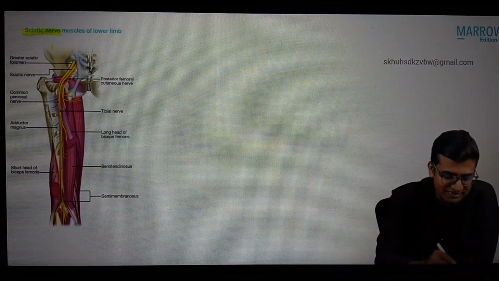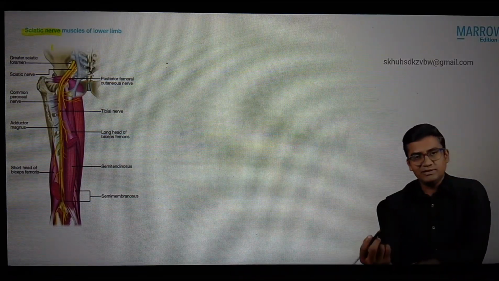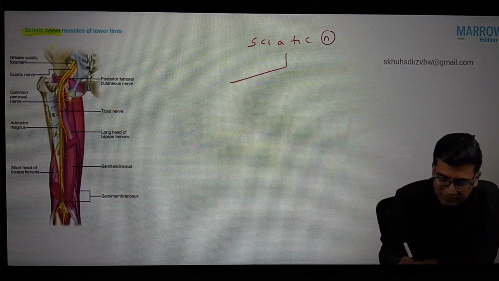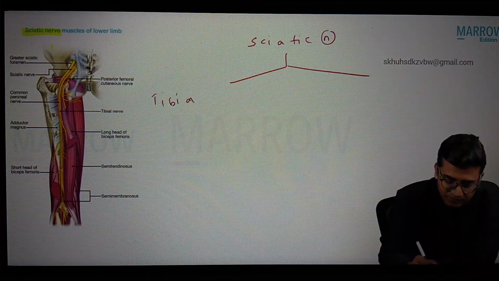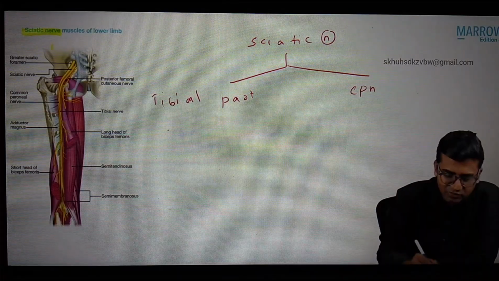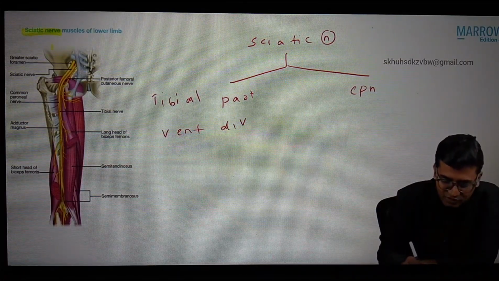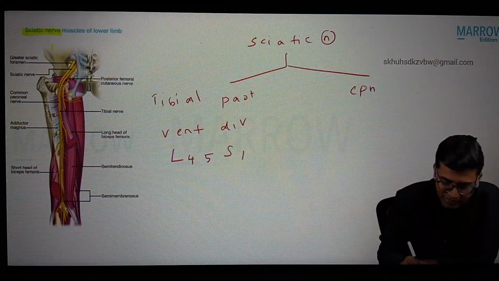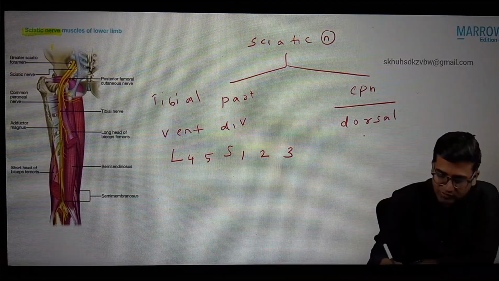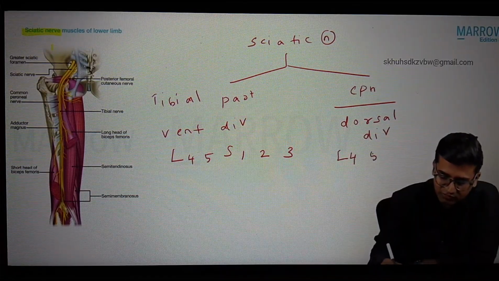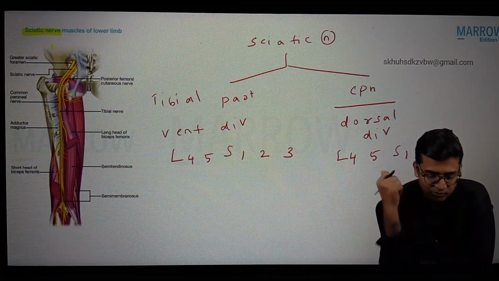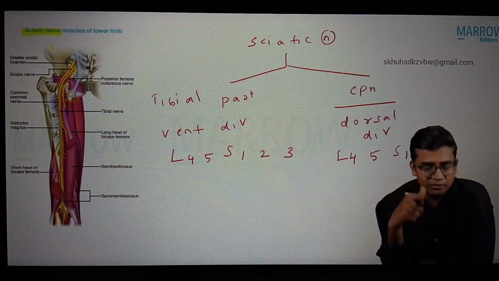We know already the sciatic nerve has two components, the tibial component and the common peroneal component. Now the tibial part of the sciatic nerve root value is the ventral division of L4, L5, S1, S2, S3. And the common peroneal part root value is the dorsal division of L4, L5, S1, S2.